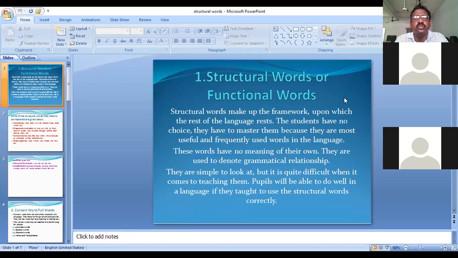We have to know about structural words now. What are the structural words? Structural words make up the framework. Can anyone read this? Structural words make up the framework. Anyone, please.